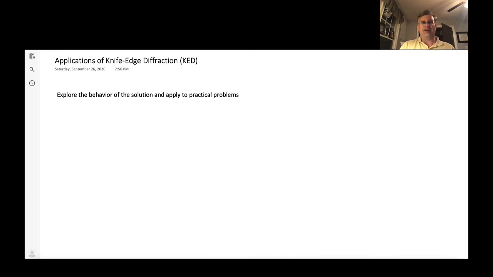Okay, let's go ahead and start talking about another topic related to knife edge diffraction. That is the practical applications of the formulas that we've developed so far. We're going to talk about one thing in particular, and that is basically how to derive Fresnel zones from the diffraction formula. And that'll help us talk about the practical behavior of a lot of these diffraction problems.